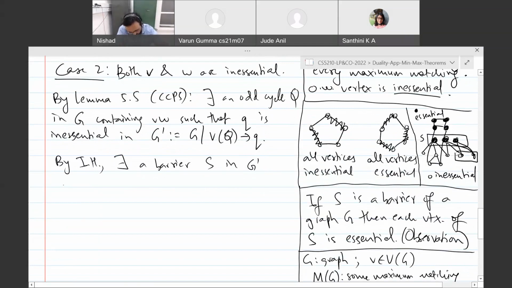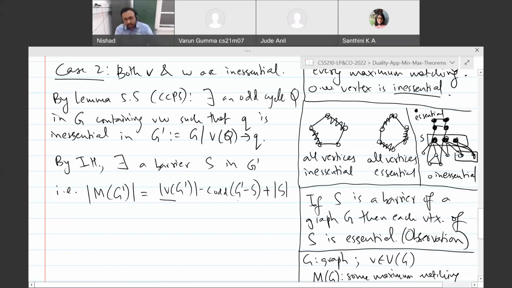Here I want to make a small break. Let me do it in this way. So what does it mean to be a barrier? It means that the size of the maximum matching in G prime is exactly equal to the following quantity: the number of vertices in G prime minus the number of odd components in G prime minus S plus the cardinality of this set S, divided by 2.